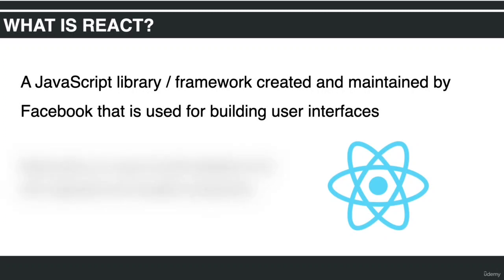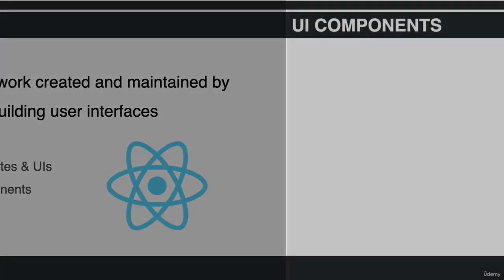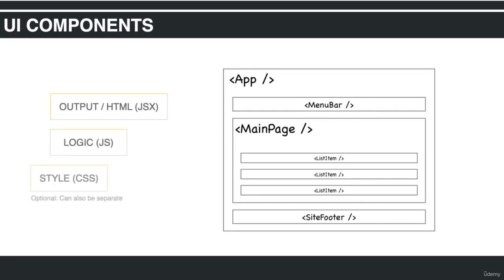So React gives us a way to build websites and front-end applications and UIs in an organized way with reusable components. So components can include the output, which is basically the HTML. In React, we use something called JSX, and we'll get into that later. The logic, or the JavaScript, and you can also include the styling, or the CSS, within your components as well, which is a little different than the old school way of doing things.